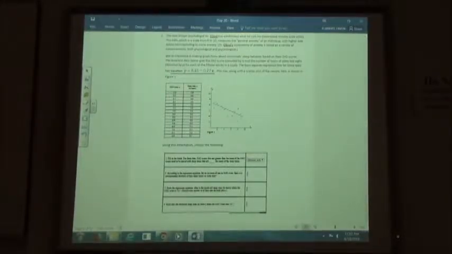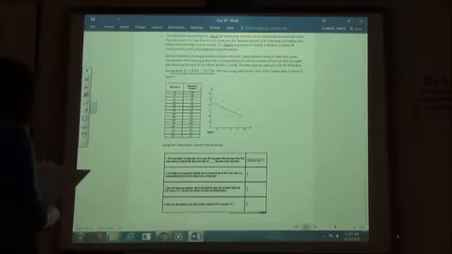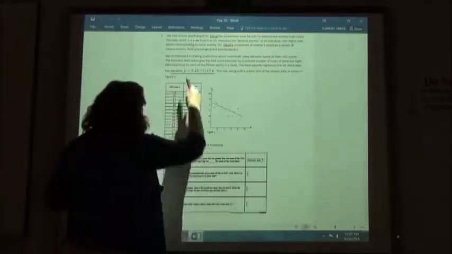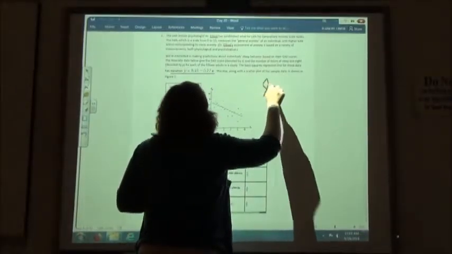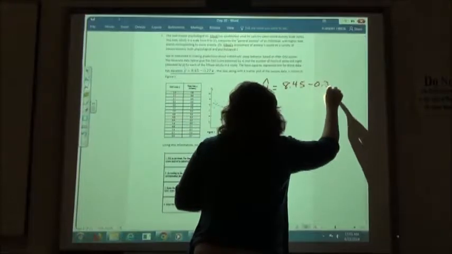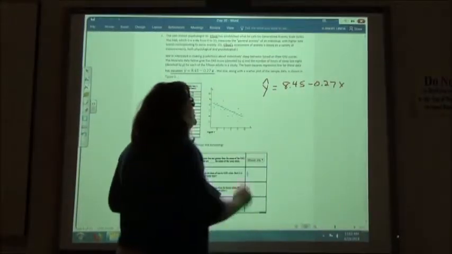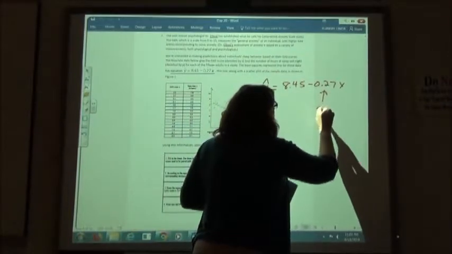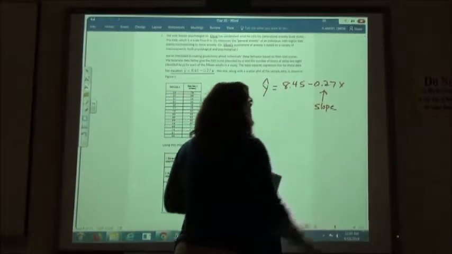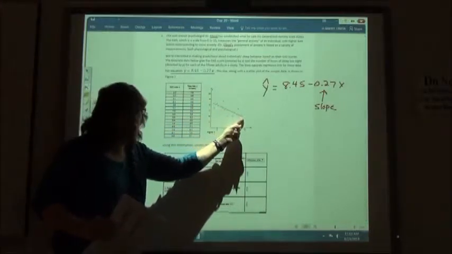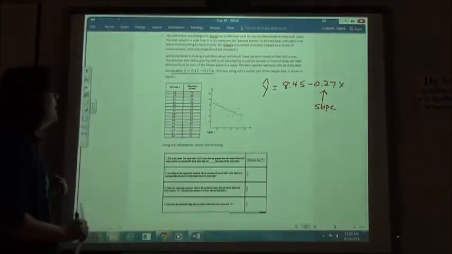Number 7, 8, and 9, we're doing predictions from the least squares regression line. So y hat equals 8.45 minus 0.27x is your least squares regression line. This value right here, the one in front of the x, is the slope of your line. You can see that this line has a negative slope. That's the slope of my line.